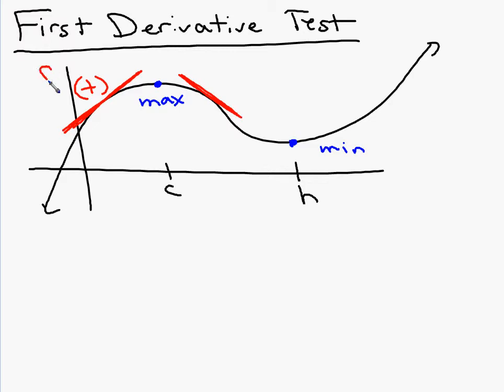This is the values of f prime. All right? So f prime over here would be negative. And then to the left of this minimum, they're negative. To the right of the minimum, f prime is positive. And that leads us to the first derivative test.